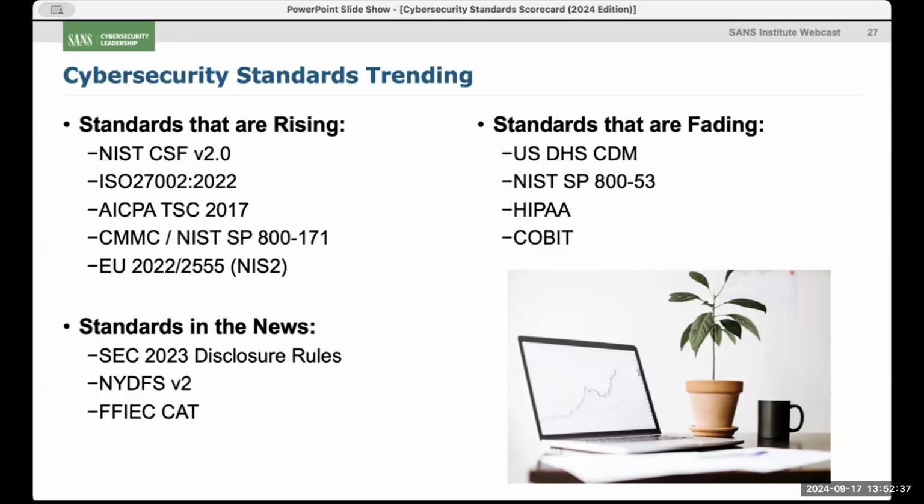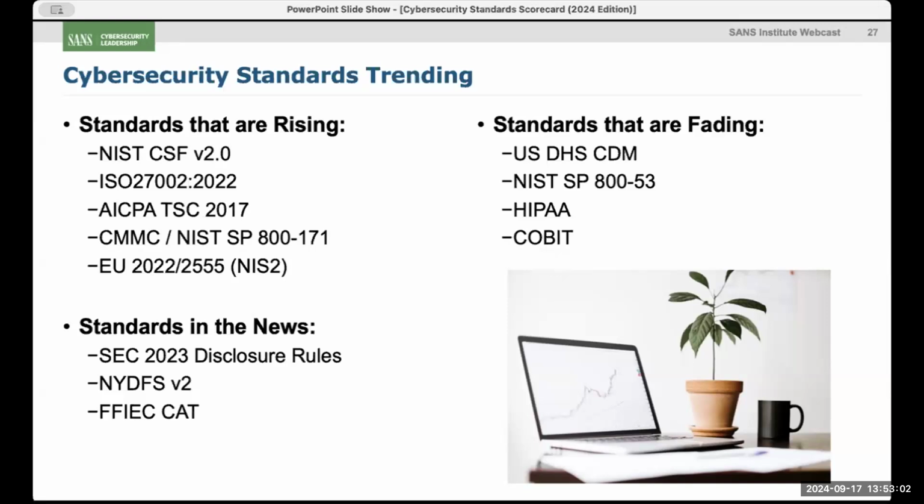Other ones that show up in the news a lot right now, of course, the SEC's 2023 disclosure rules. That's gotten a lot of attention in recent years, especially the last maybe 12 months. The newly updated amendment to the NYDFS 23 NYCRR 500 standard has gotten a lot of people's attention. It sort of came out about the same time as the new SEC rules. So again, this is all within the last 12 months, something to think about.